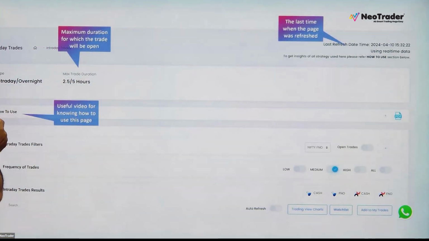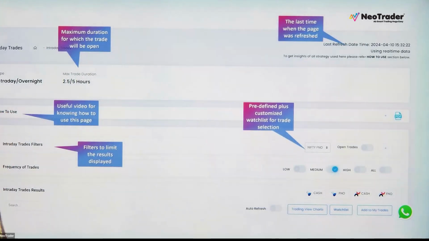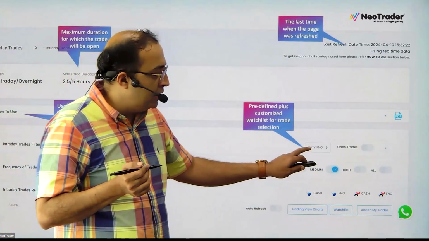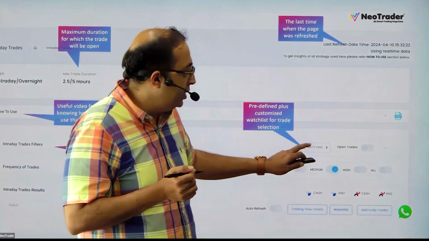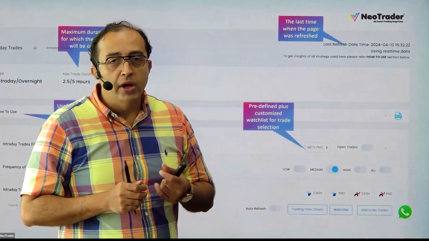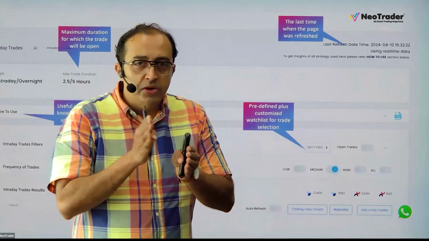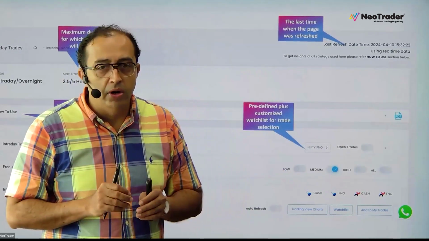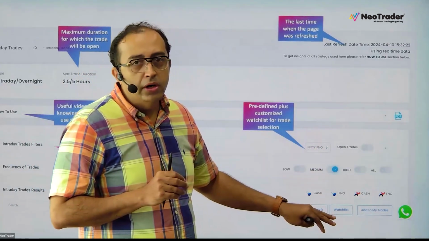Now, here also the page structure is similar, where we have some how-to-use videos, and there are filters for filtering the results that are coming up. Here there is a watch list, and this particular watch list can be customized. You can have only F&O stocks, or a watch list of F&O plus non-F&O stocks, and you can say, please show me intraday trades appearing from that only. This way you can ensure that you are able to get the trade.